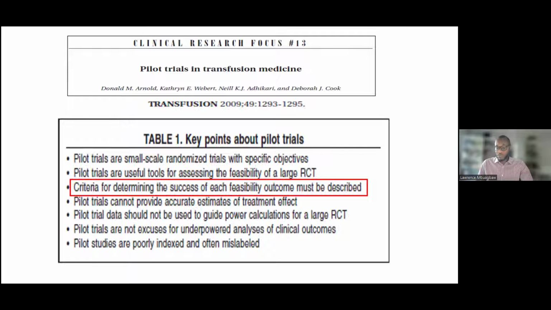This is particularly important because there is recent data suggesting that the UK NICE saved close to £40 million each year just by doing pilot studies, because these pilot studies have demonstrated that certain large RCTs are not feasible, and therefore the government has saved money, right? So pilot studies play that important role.